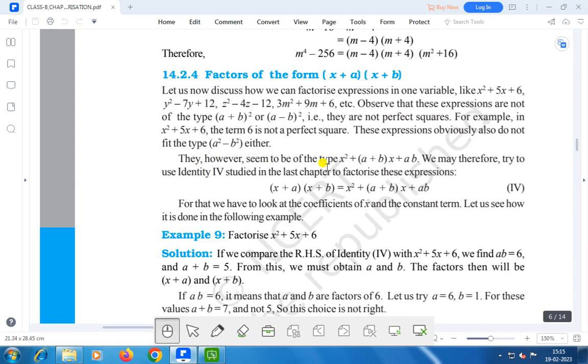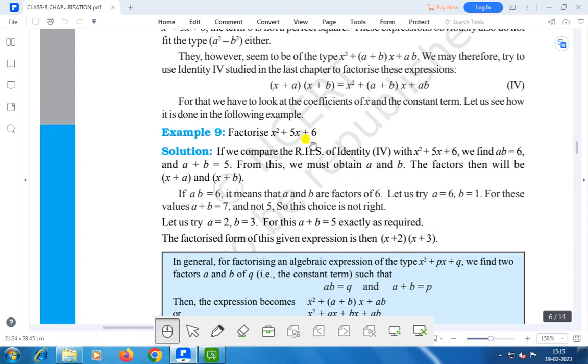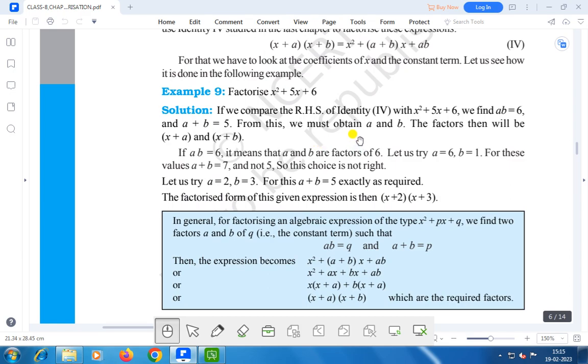They however seem to be of the type x square plus (a plus b)x plus ab. We may therefore try to use identity 4 studied in the last chapter to factorize these expressions: x square plus (a plus b) x plus ab equals (x plus a) into (x plus b). Like this one, x square plus 5x plus 6. If we compare the right hand side with identity 4, we find ab is equal to 6 and a plus b is equal to 5. From this we must obtain a and b. The factors will then be (x plus a) into (x plus b).